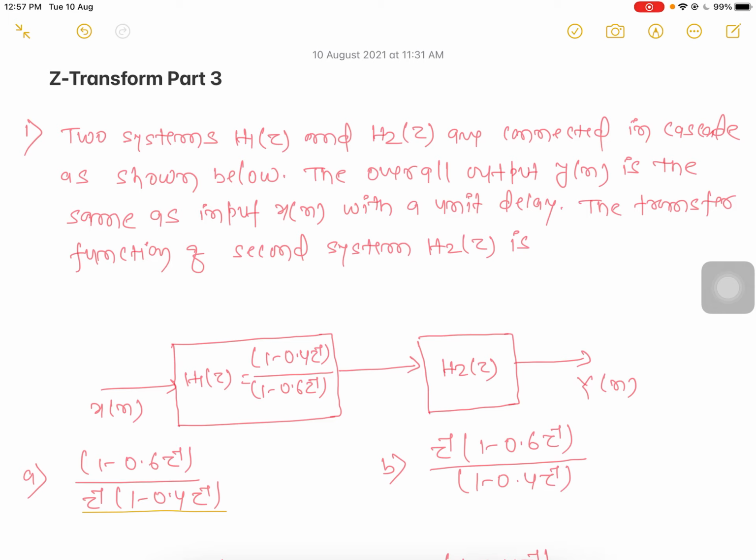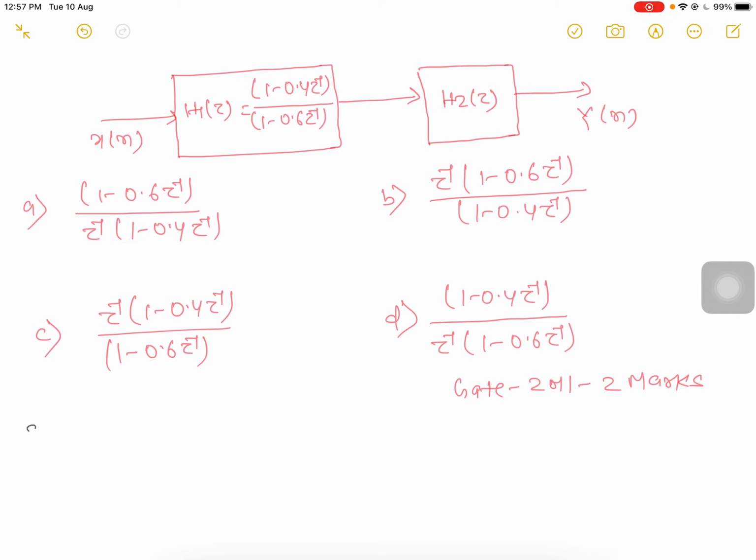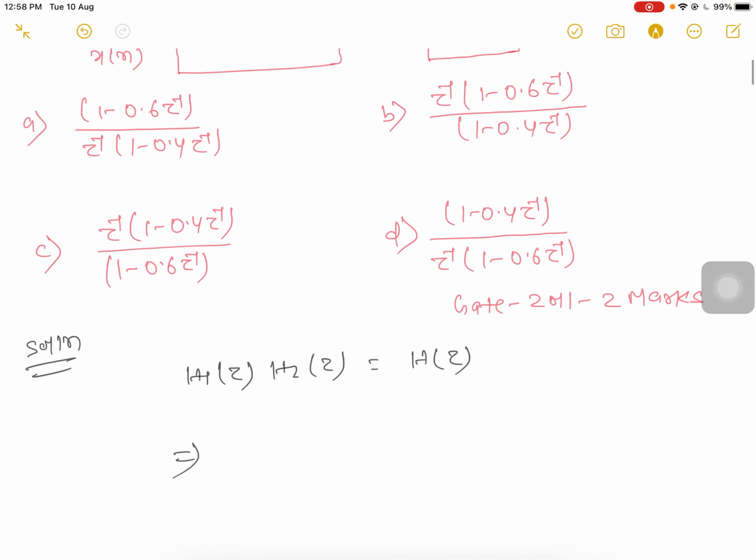Here two systems H1(z) and H2(z) are connected in cascade as shown below. The overall output y[n] is the same as input x[n] with a unit delay. We have to find the transfer function of the cascade system H2(z). We know that in cascade, H1(z) and H2(z) will be multiplied. Then the overall transfer function is a unit delay, so H1(z) multiplied by H2(z) will be z inverse.